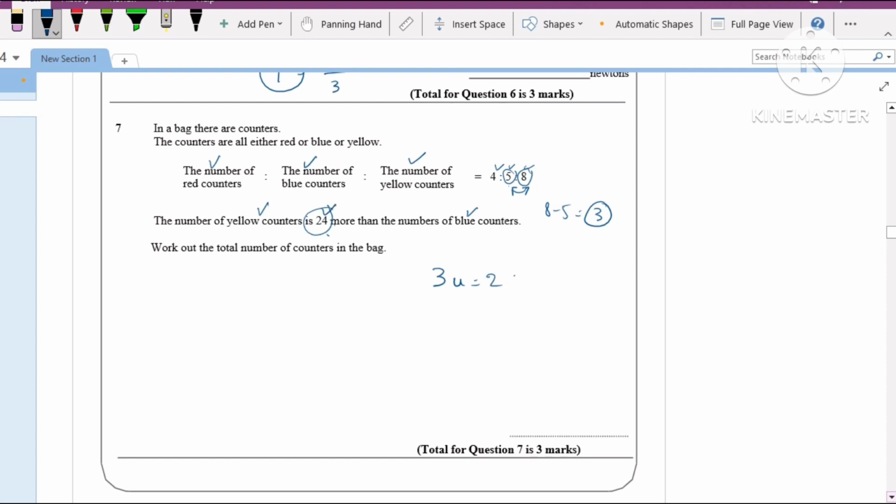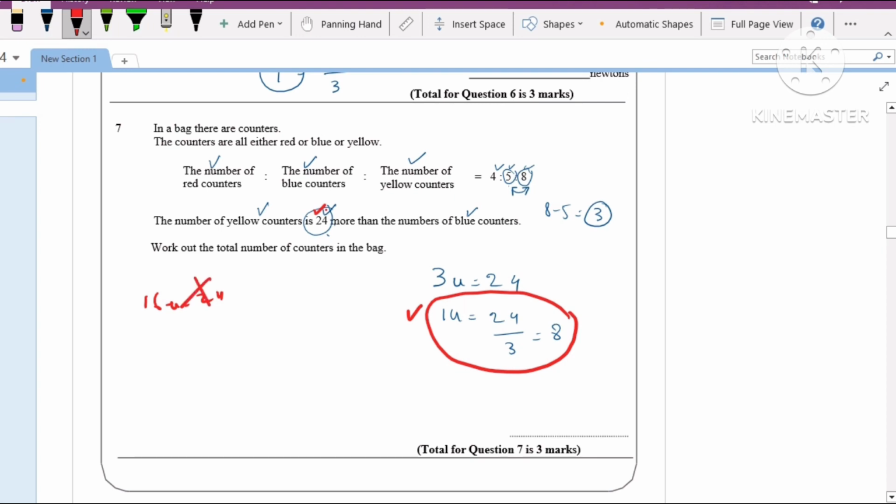So here you will find the value for 1 unit. 24 divided by 3, that is 8. So this is basically the main part of this type of question. You have to find the value for 1 unit. If this amount were for the total, then you would find the total units: 8 plus 5, 13, plus 4, 17. You would write 17 units is equal to 24. If this amount were for the red counters, you would write 4 units is equal to 24. But here it's not this case.